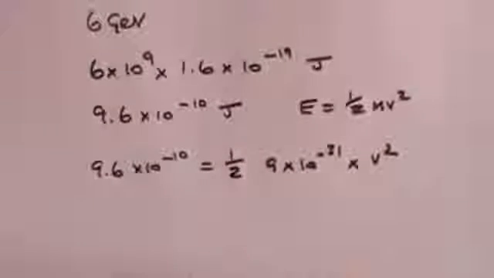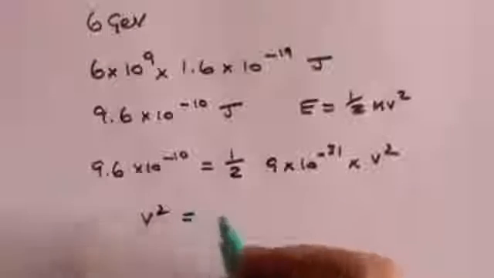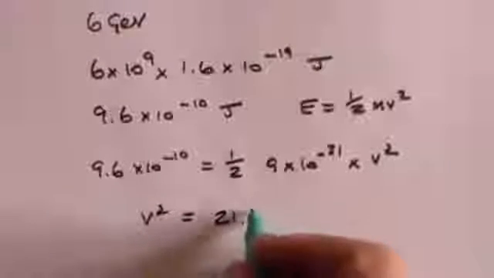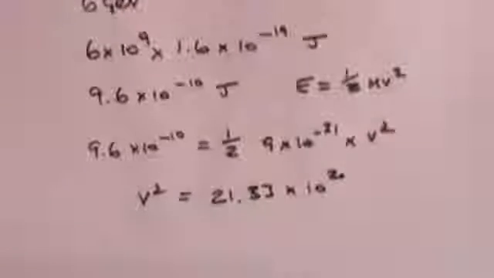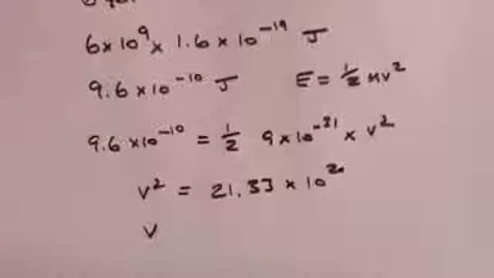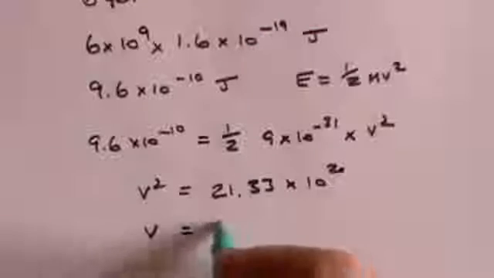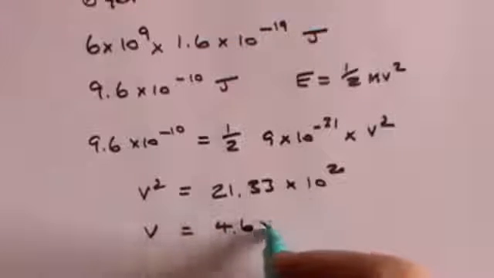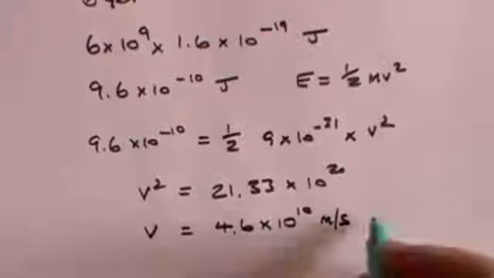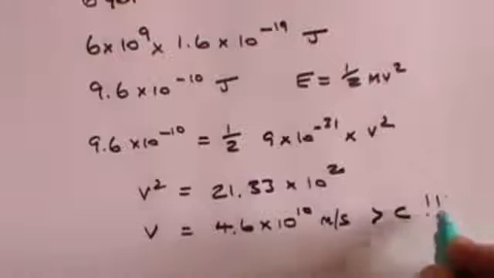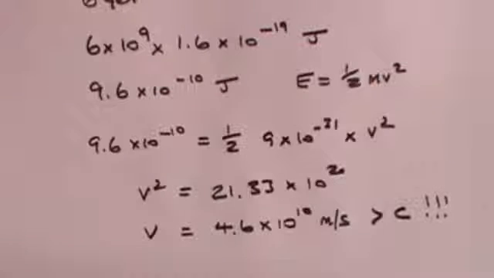And that gives us an opportunity to measure v squared. V squared turns out to be 21.33 times 10 to the 20, which means that v is the square root of that term, which is approximately 4.6 times 10 to the 10 meters per second, which is greater than the speed of light. So that's not possible.